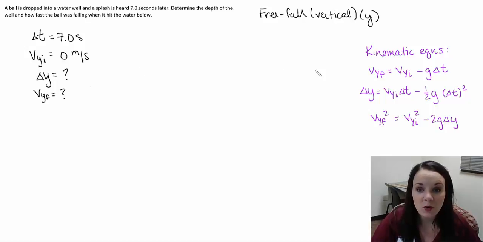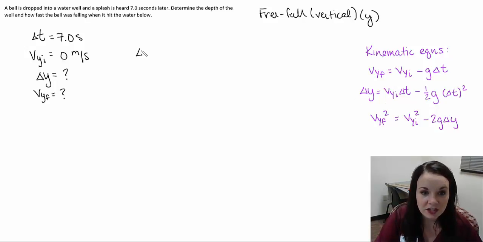Well, we need to find one of these equations that has delta y in it. So this bottom one has delta y. We know what gravity is. We have the initial velocity, but we don't yet know the final velocity. So this equation has too many unknowns. So let's check this equation. We want delta y, we know the initial velocity, we know what gravity is, and we know time. So we have enough information to use that second equation.